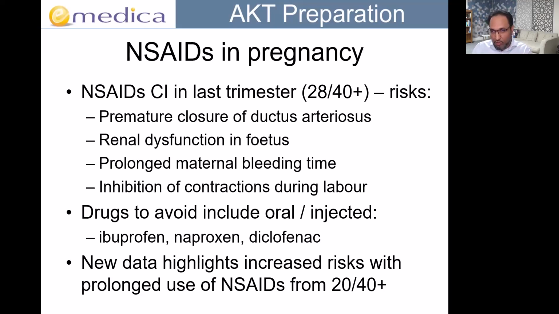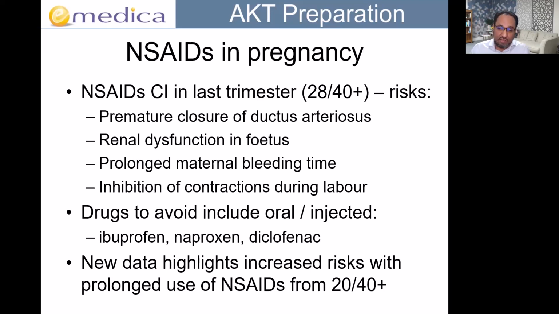So this is one of them actually, that they've always been contraindicated for a long time in the last trimester, specifically 28 weeks onwards. The risks being premature closure of the ductus, renal dysfunction in the baby, prolonged bleeding time for the mother, and it can impact contractions, making a longer, more unpleasant labor. And the types of things are NSAIDs as a class. Doesn't matter if it's oral or injected, any NSAID.